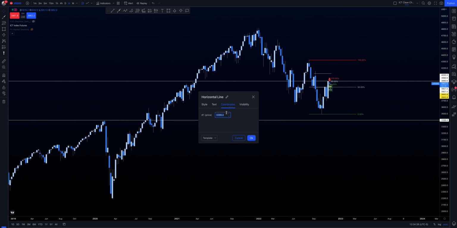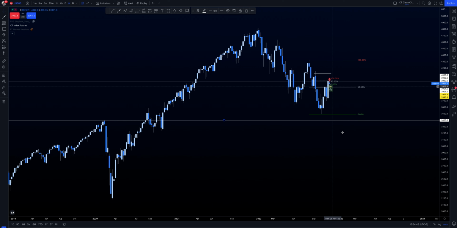But overall, I'm aiming for this level, which is the 3400 level, as ICT outlined. So if we get down to here with another continuation, then I will be going in heavy with long-term investments at that level.